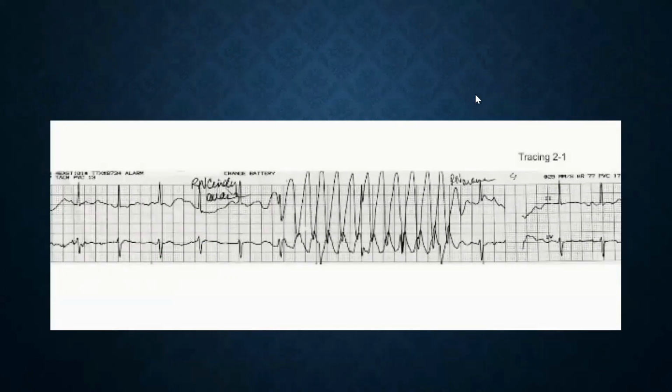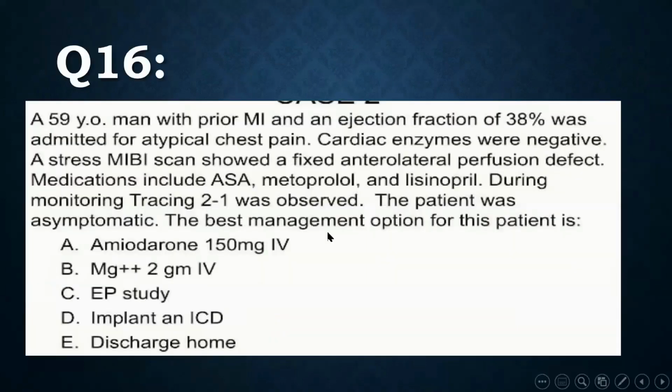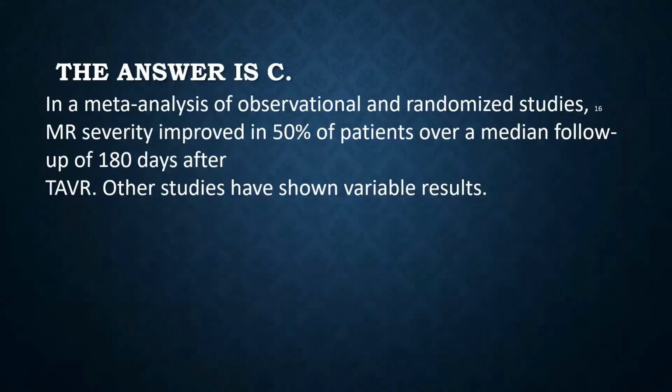Yes. This patient has prior MI, ejection fraction 38%, anterolateral perfusion defect, and the scan shows it is fixed. Nothing to be done on optimal medical therapy. So what is the next step? Shall we give him amiodarone, magnesium, EP study, implant ICD, or send him home? What do you think? I will show you the tracing again. Okay.